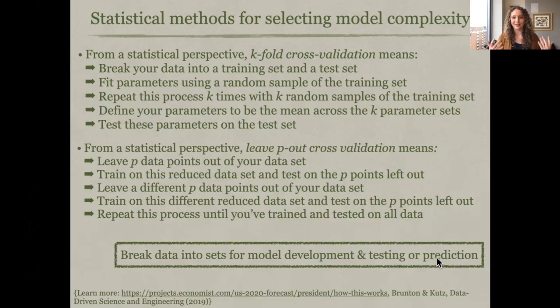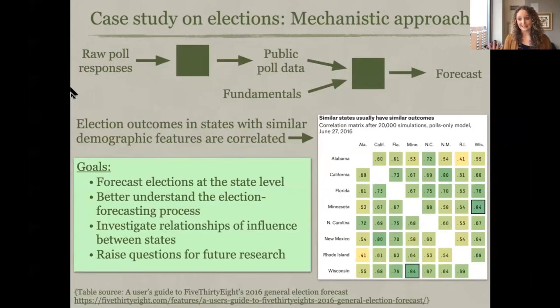Now, I think really all this amounts to is just different methods for making sure that you break your data into sets for model development and sets for testing or prediction. So that's kind of the overarching feature of this. Okay, so that was a statistical approach to election forecasting.